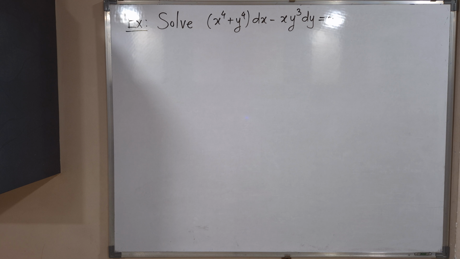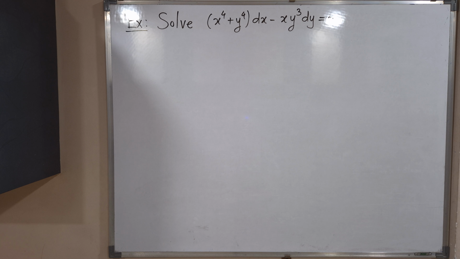But if it is non-exact, then first of all, we need to convert it into an exact differential equation and then find its answer. So we have this given differential equation. Let us check whether it is exact or not. Let me note down M and N first. M, the multiple of dx, is x raised to 4 plus y raised to 4. N, the multiple of dy, I should consider the minus sign also, is minus xy cube. Let us find these partial derivatives and check whether they are the same or not.